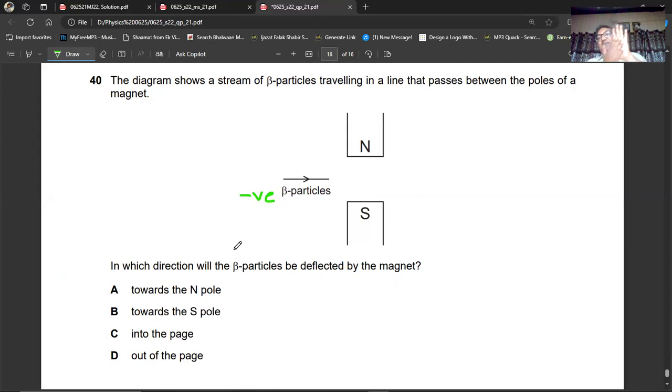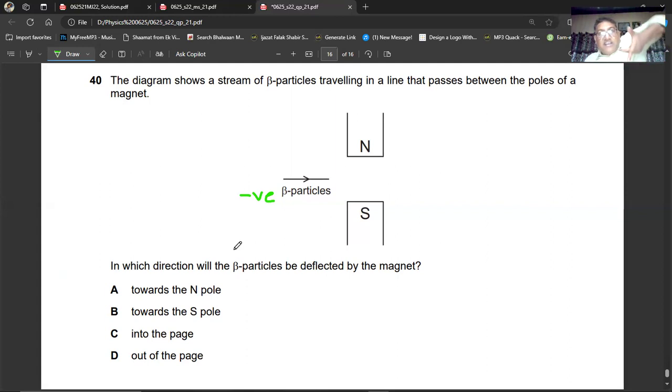So this is my left hand, so you should also take your left hand. Stretch these three fingers so that they are mutually perpendicular to each other. The thumb, the forefinger, and the middle finger. The thumb shows you the direction of the deflection in which the charged particle experiences force. This forefinger represents the magnetic field from north to south, and this middle finger shows you the motion of the charged particle. It shows the direction of the current.